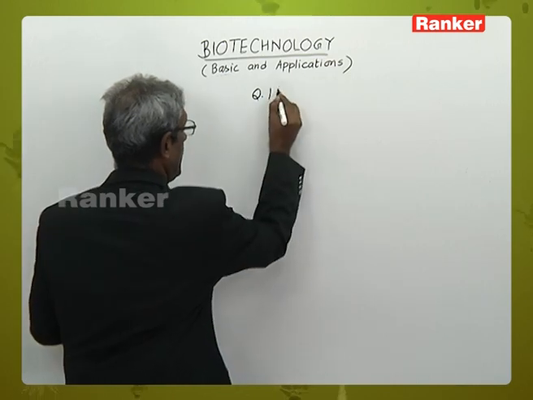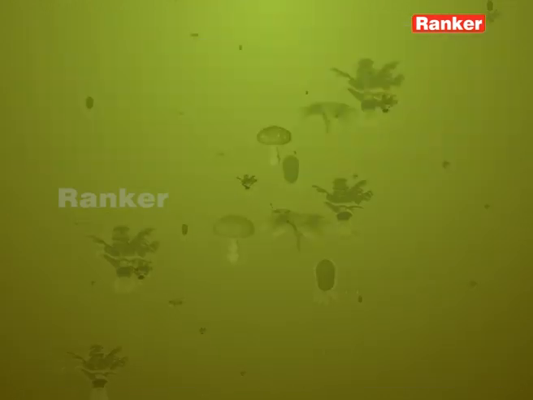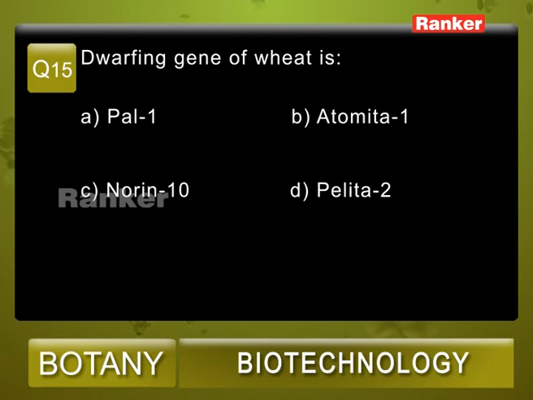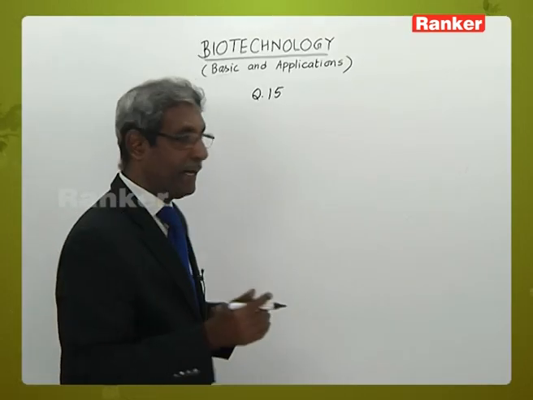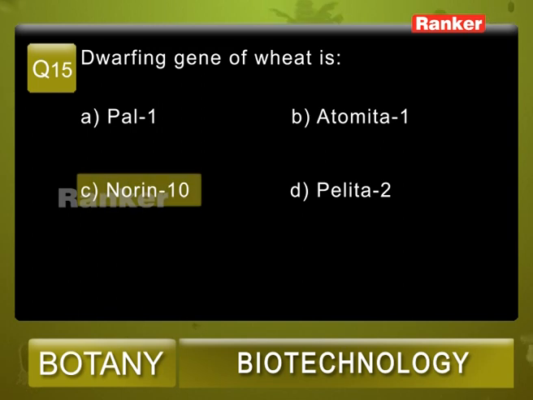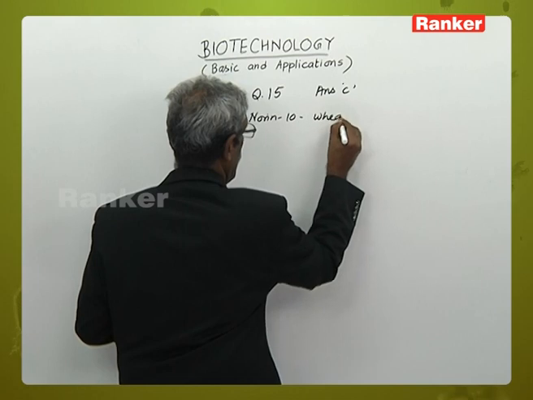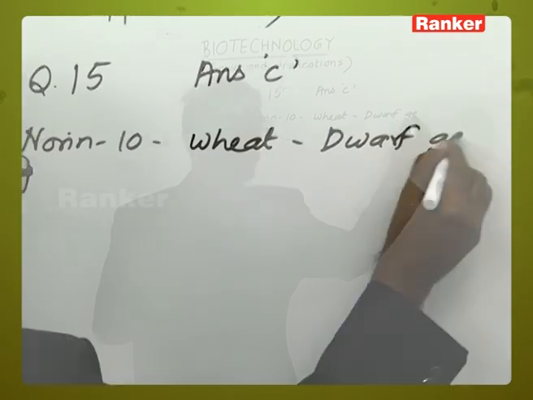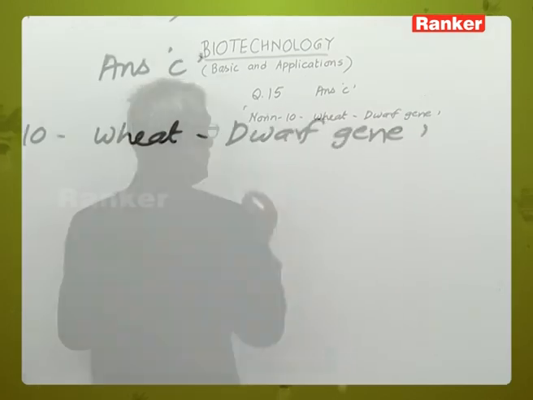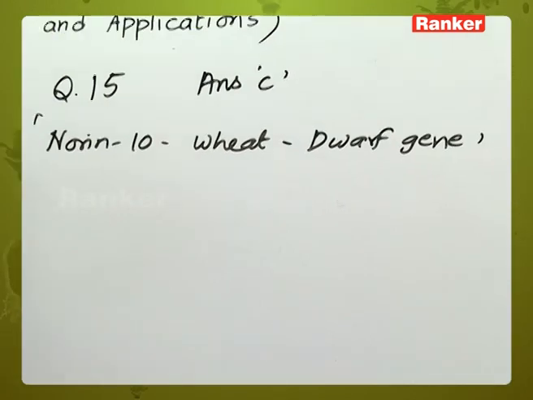We go to question number 15. Drafting gene of wheat. Drafting gene of wheat is popularly termed as Norin 10. Answer is C. So, Norin 10, wheat and draft gene. These are the words which have to be associated for this sort of question.